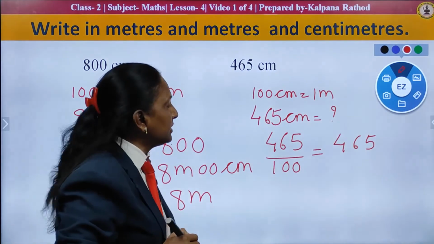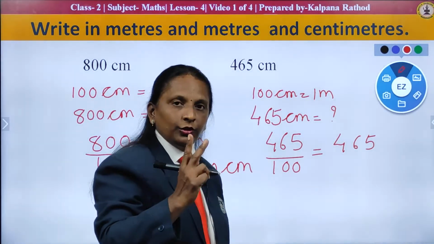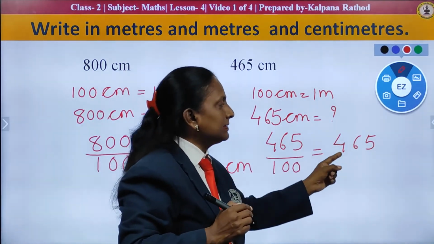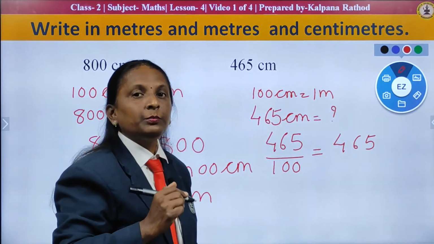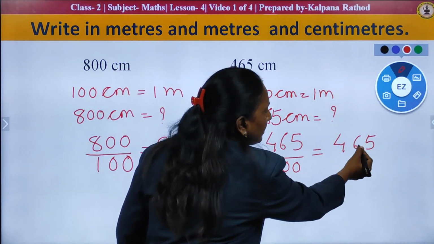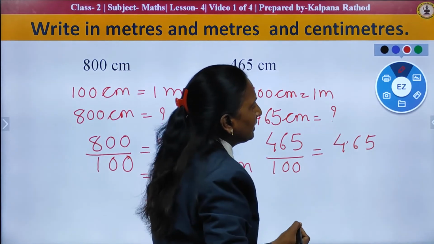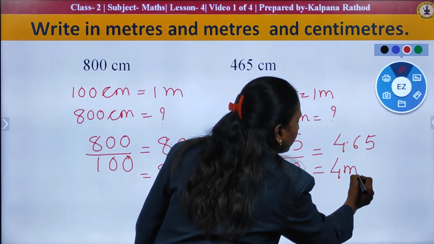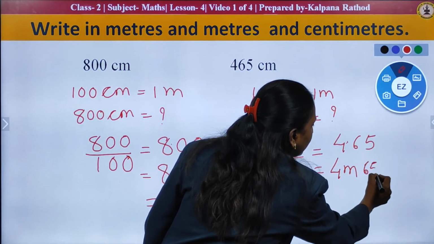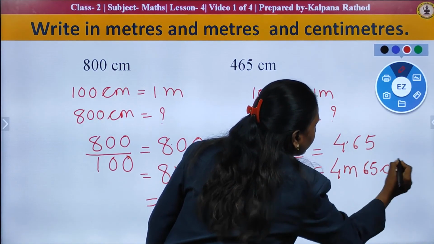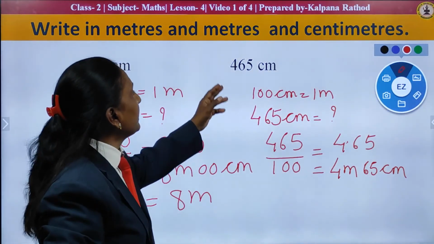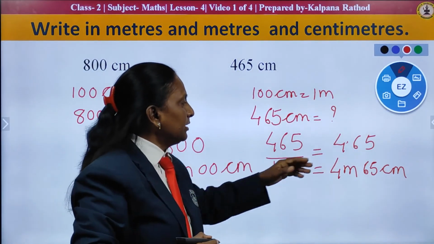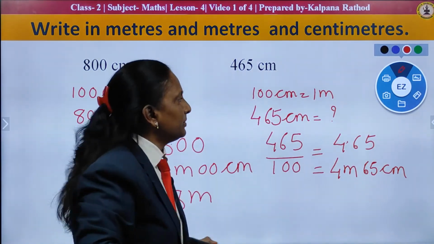Why after 2 numbers children? Because here in 100, 2 zeros are there. So from the back side we will count 2 numbers and we will put the decimal point. So 1, 2. After that we will put one decimal point. So what is our answer children? 4 meter and this 65 centimeter. Understand children? This way we can convert 465 centimeter into meter and centimeter.